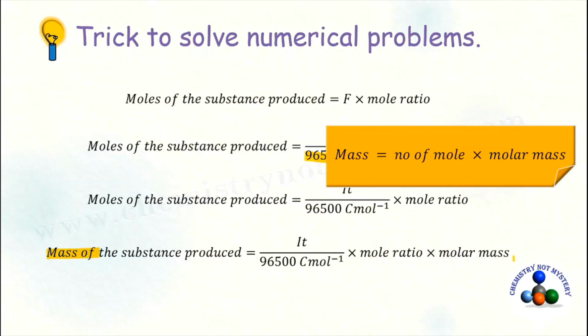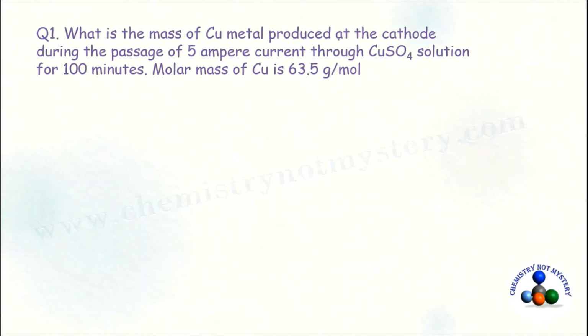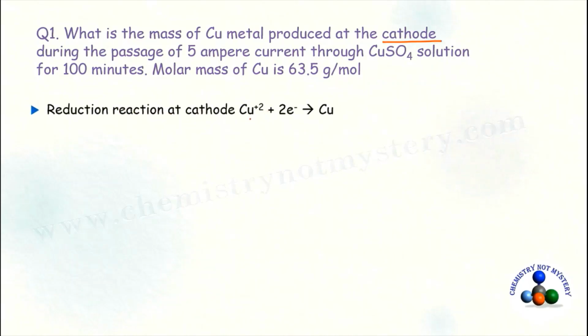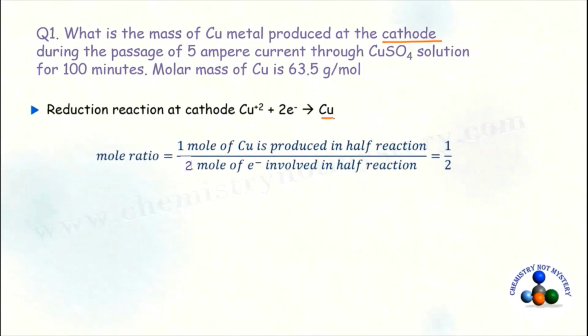Now let's try to solve the same question that we have discussed by using these tricks. What is the mass of copper metal produced at cathode during the passage of 5 ampere current through copper sulfate solution for 100 minutes? Molar mass of copper is 63.5 grams per mole. First of all, you have to write the reaction that takes place at cathode. So you will get Cu2+ plus 2 electrons gives Cu. Now calculate the mole ratio for this equation. 1 mole of copper is produced in the half reaction and 2 moles of electrons are required in the half reaction. So here you will get mole ratio equal to 1 by 2.